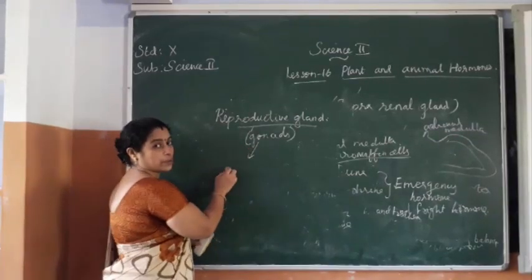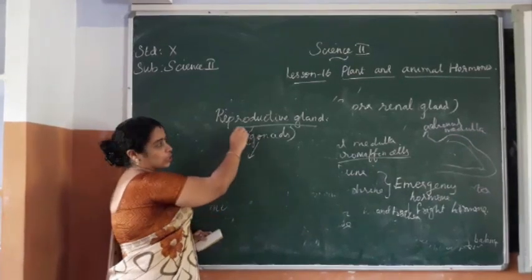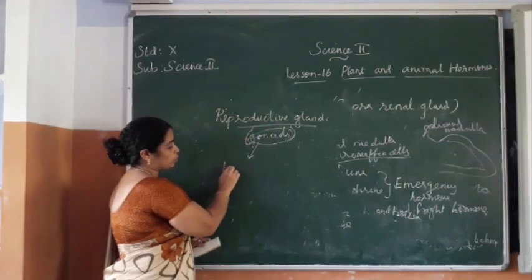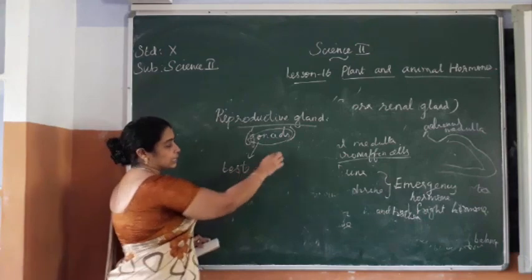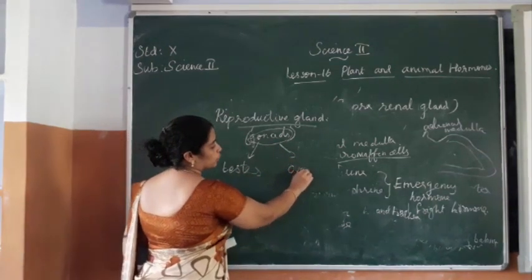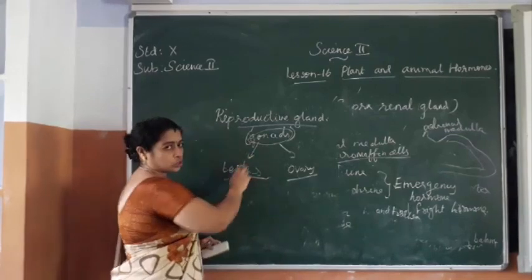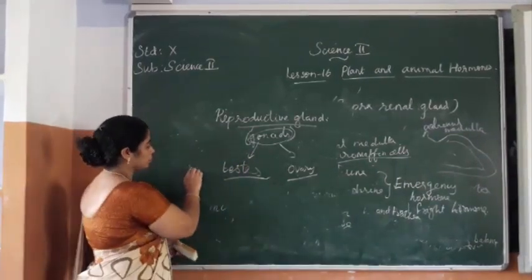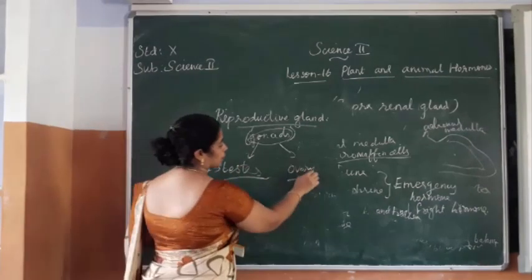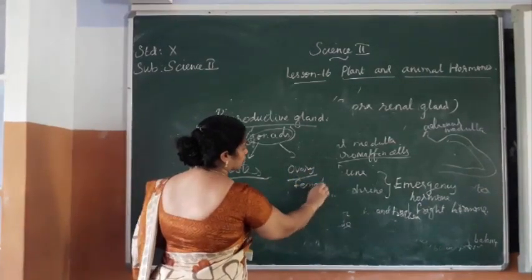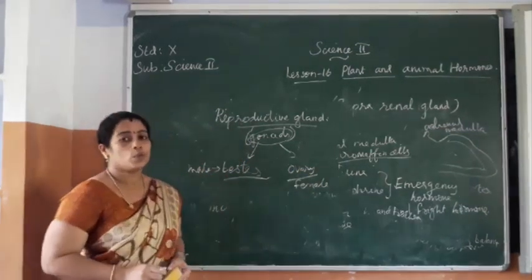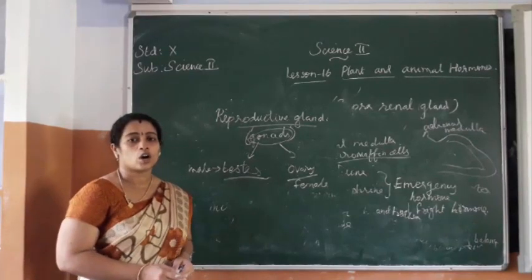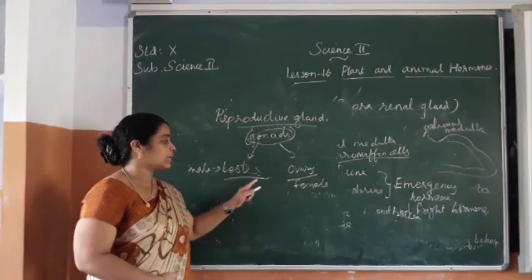The reproductive part of our body is known as reproductive gland or gonads. The male consists of the reproductive gland known as testes, and the female consists of the reproductive gland known as ovaries. So these two together form the gonads. Male is testes, female is ovary. So these are the two gonads present in our body. Next we are going to study about the hormones which are secreted by testes and ovaries.